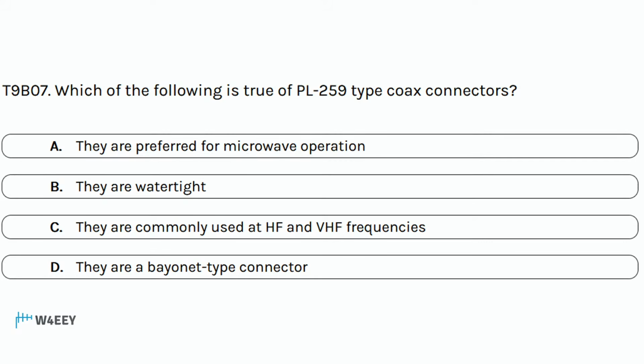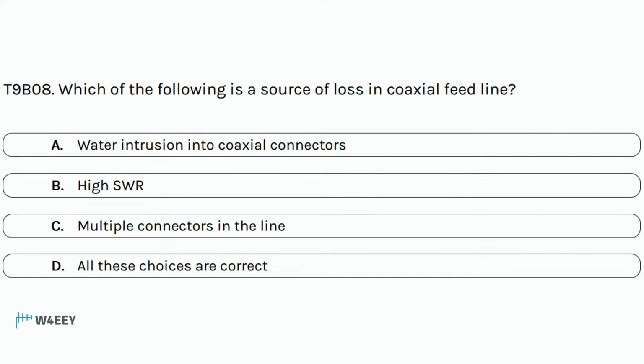And which of the following is true of PL259 connectors? C, not B, because they're not watertight, but they are commonly used at HF and VHF. They're the most commonly used. And which of the following is a source of loss in coaxial feed line? Read carefully. Delta. Yeah. Water intrusion for sure. High SWR increases loss, and multiple connectors in the line will increase loss, so all of those are correct.